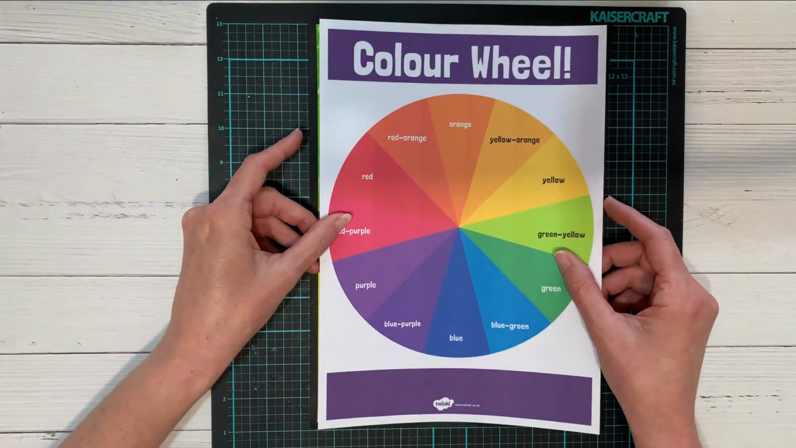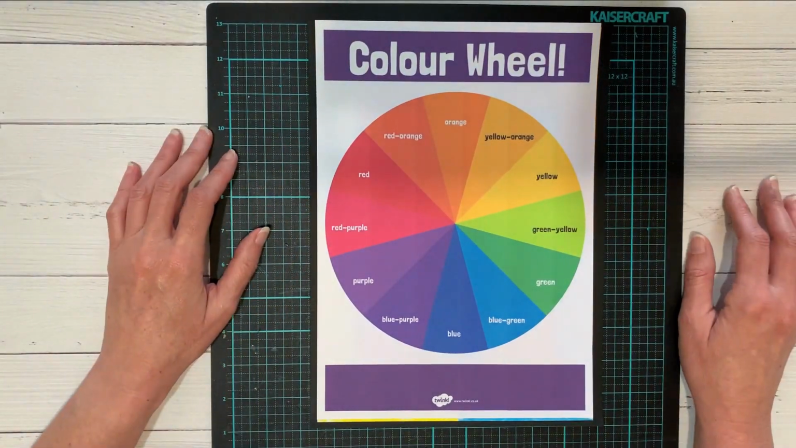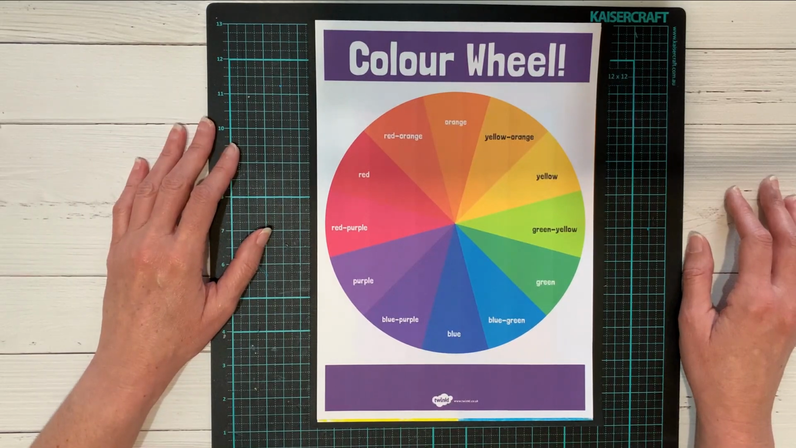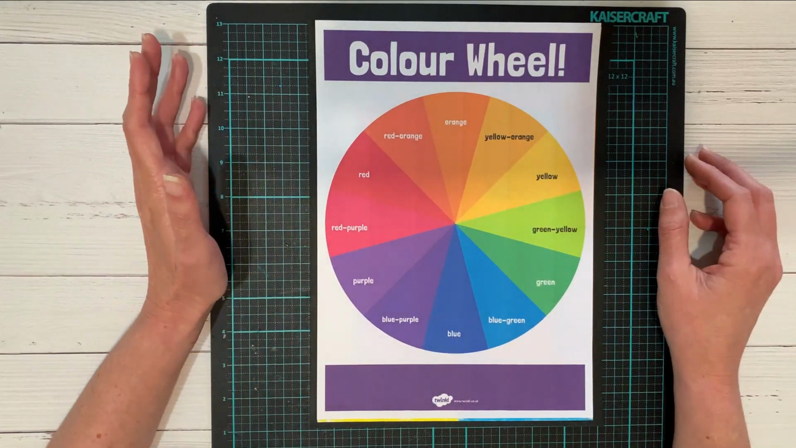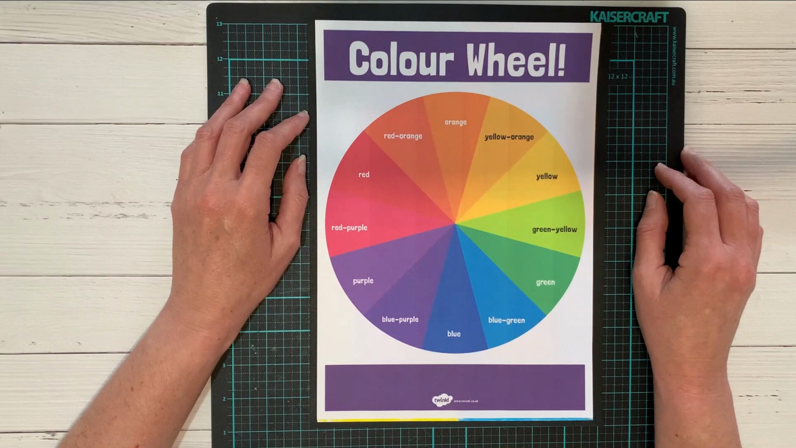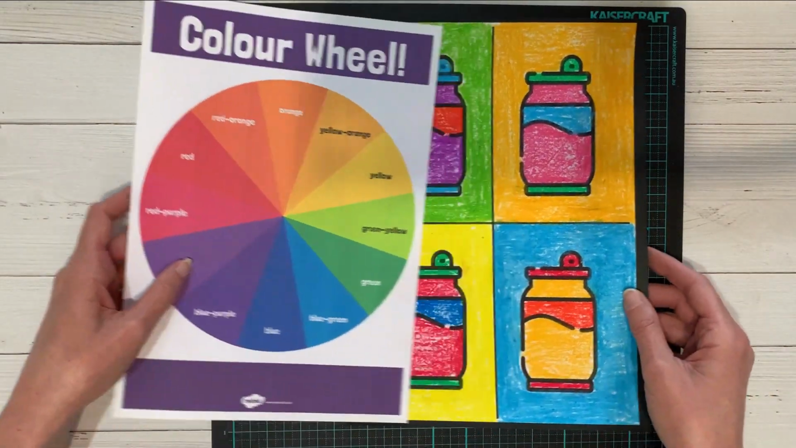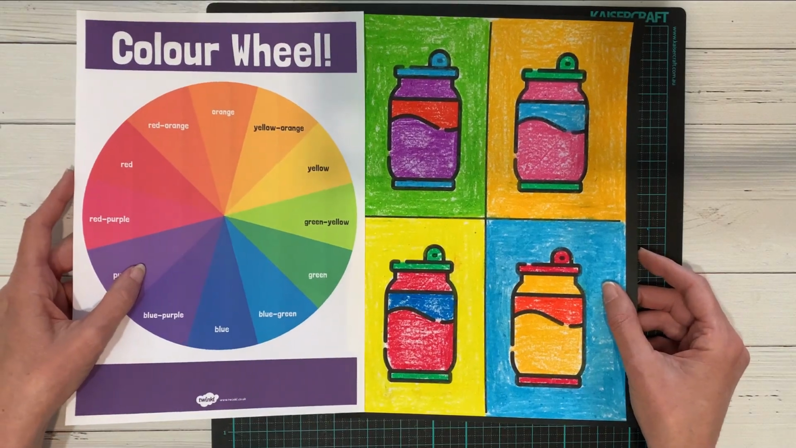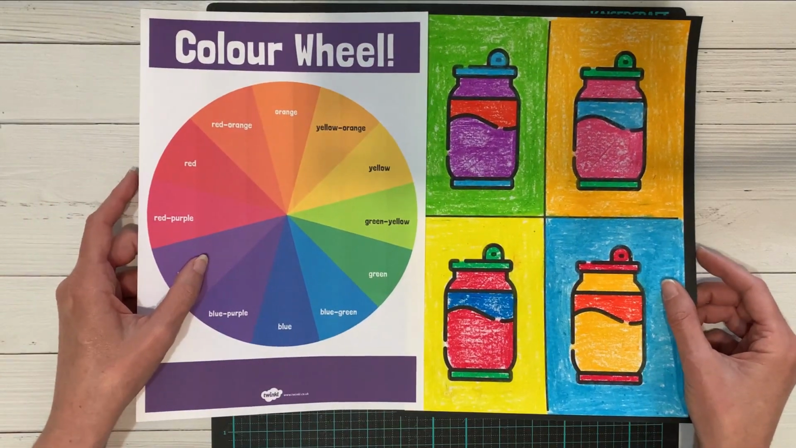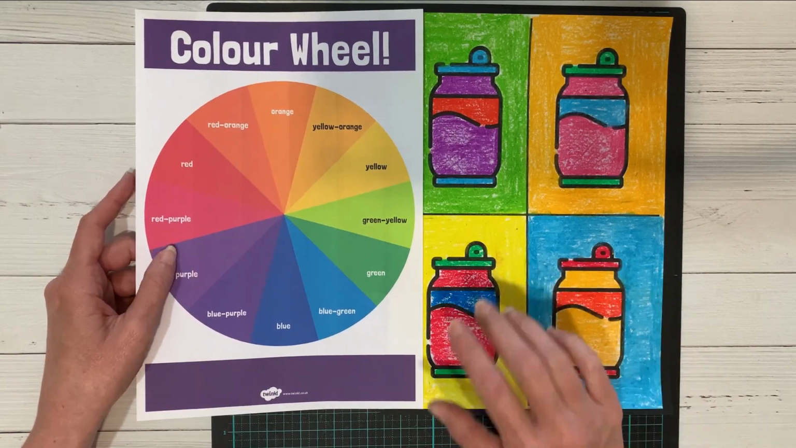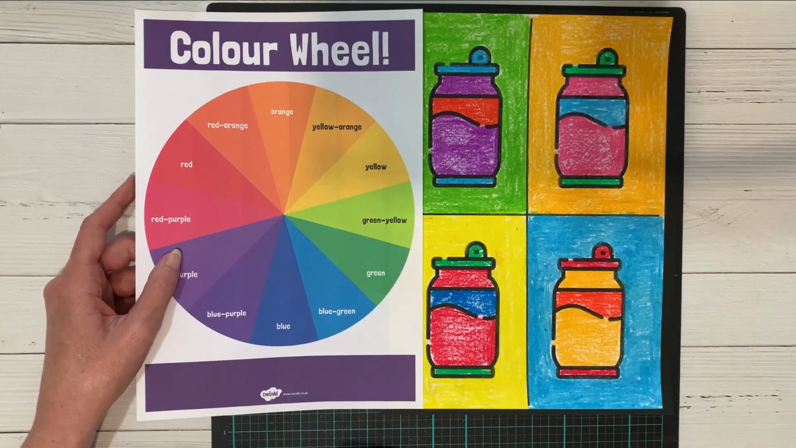So I've got a colour wheel example here. There are different combinations of colours that will help us today in deciding which colours to select in order to create different patterns and colour combinations in order to create our pop art. So some of the decisions that I made when I was creating this all came from this colour wheel.